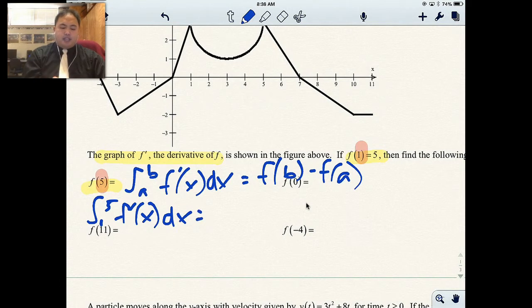F of b, in this case, remember, is f of 5. That's what we're looking for. And f of 1, which they gave us in the original problem, is 5. So same like the last time, I need to solve this.